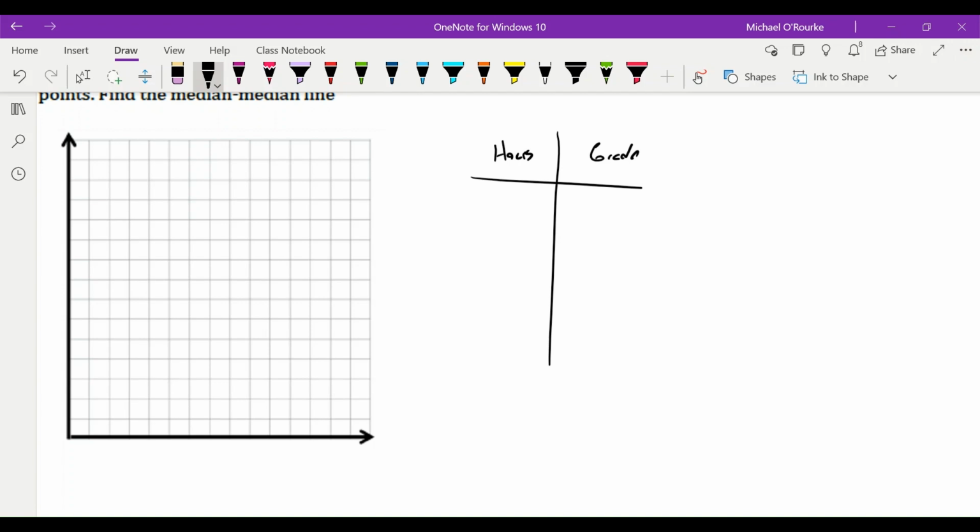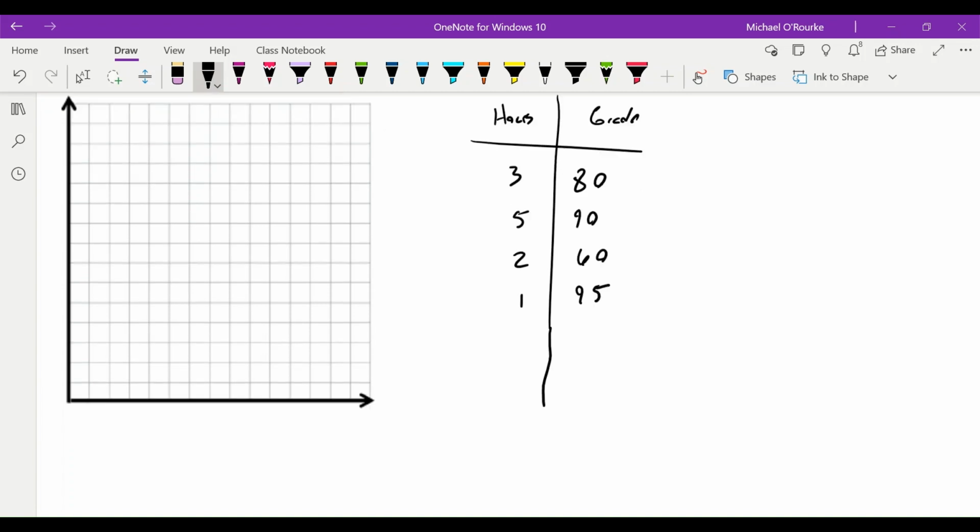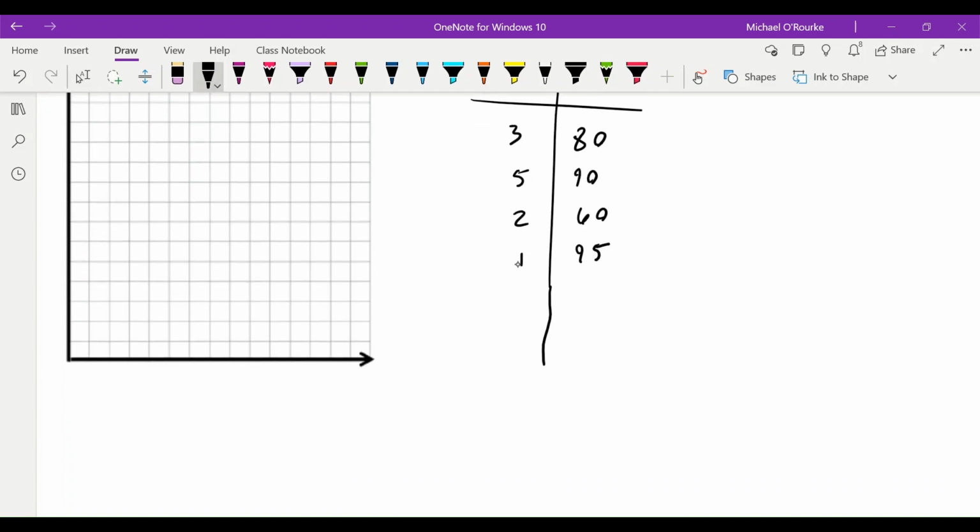Okay, so let's say this person went for 3 hours of studying and got an 80. This person studied 5 and got a 90. This person studied for 2 and got a 60. This person studied for 1 and got a 95. Let's say this person studied for 10 hours and got an 80. This person studied for 8 hours and got a 70. This person studied for 5 hours and got an 80.